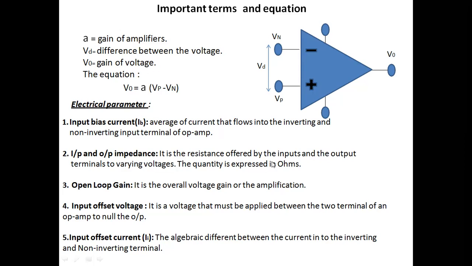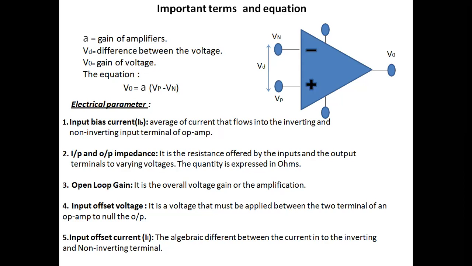Again, what can we say about the input and output impedance? These are nothing but resistances. The resistance offered by the input is the input impedance, and the resistance offered by the output terminal is called the output impedance. These resistances are used to vary the voltage because we are aware of Ohm's law and we have seen V equal to IR. So if we change the value of resistance, we can vary the voltage.